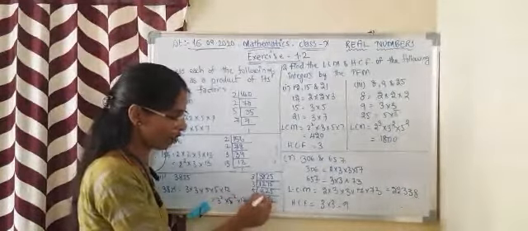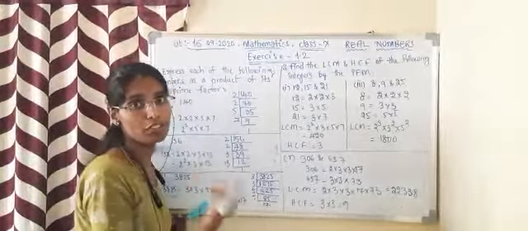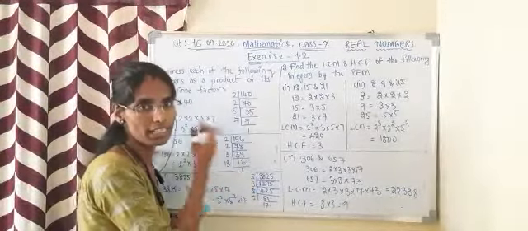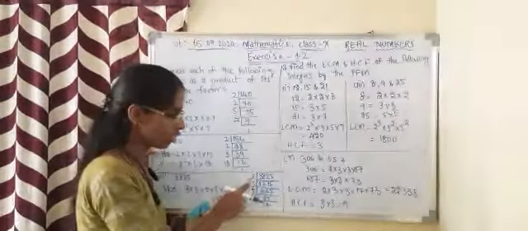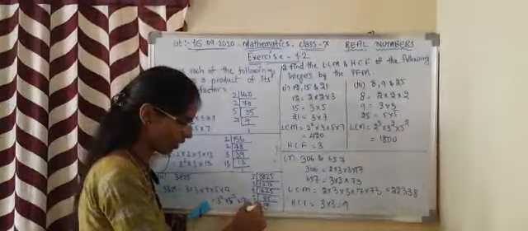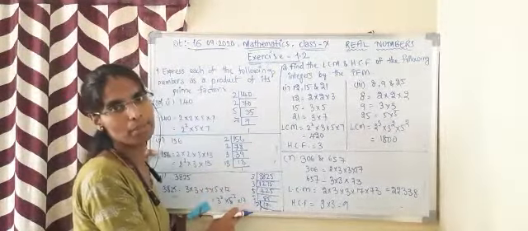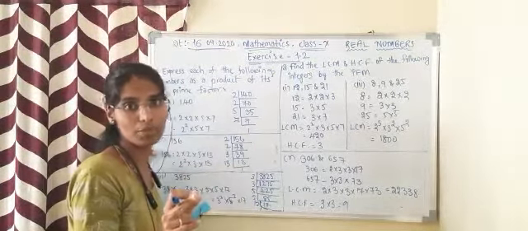5 ones are 5, 3 will remain, 5 sevens are 35. Again 17 is a prime number, so we cannot go further. So 3825 can be written as 3 into 3 into 5 into 5 into 17. We can take 17 ones here, no problem. So these all are prime numbers here. We have to take prime numbers.